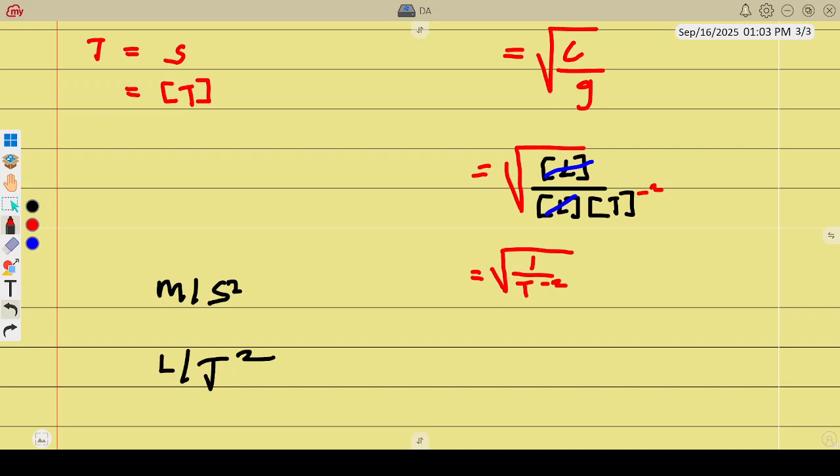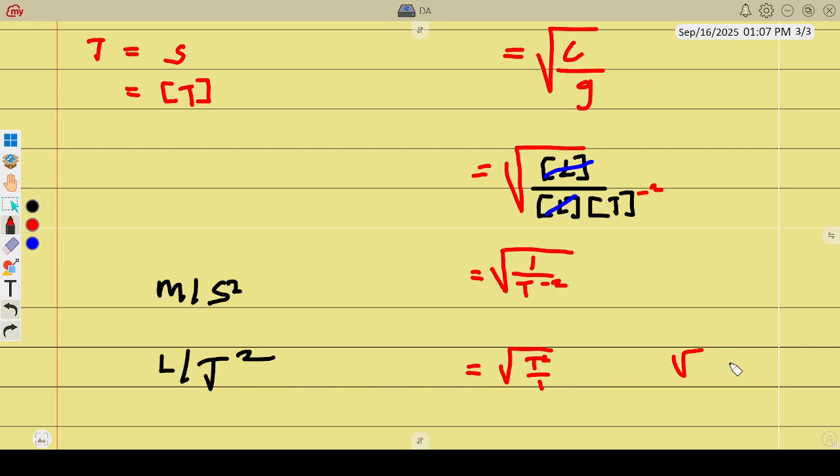So here we have 2 ways of how we can further simplify this. According to the rules of indices, we can just swap: in this case the 1 will come down, this will be T over 1, and the negative power will go away. So we'll just remain with T squared.